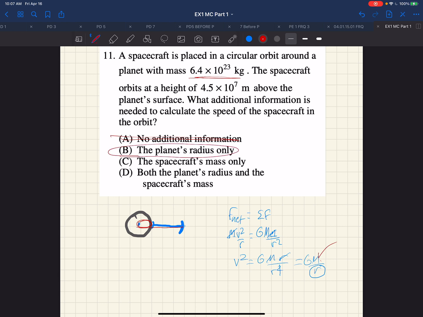The spacecraft's mass dropped out, so we don't need that at all. Both the planet's radius and the mass, no, we don't need either of those. So that's out, and that's why it's choice B.